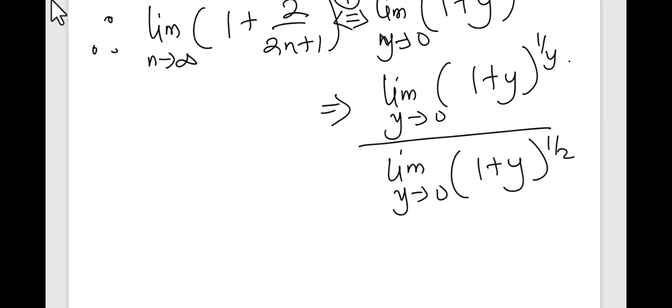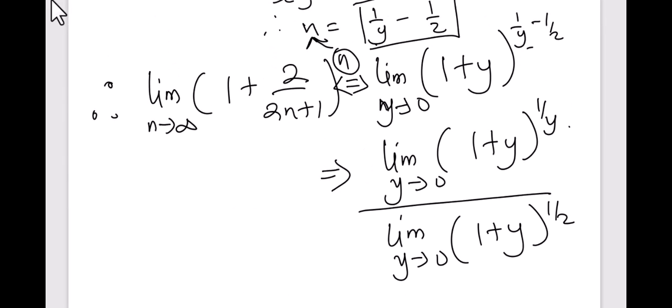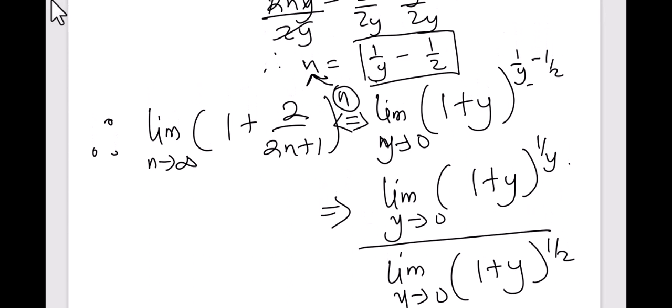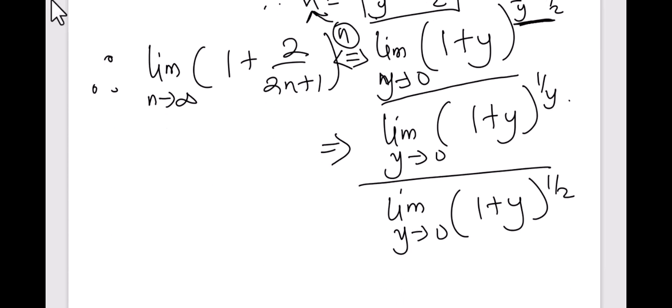This is according to the laws of indices. If the bases are dividing each other, we subtract their powers. Since these powers are subtracting, we have two of them, one up and the other down, dividing each other, and so they subtract their powers, and we can rewrite it like this.